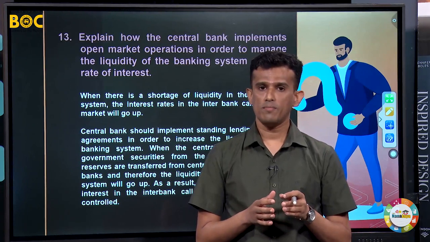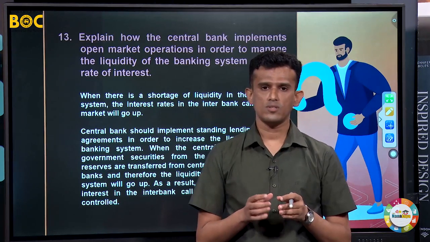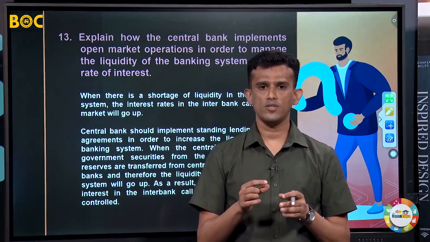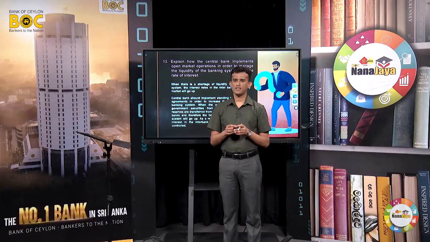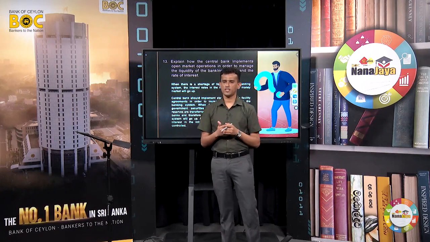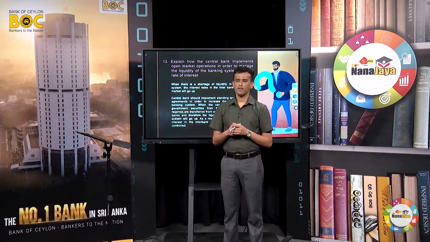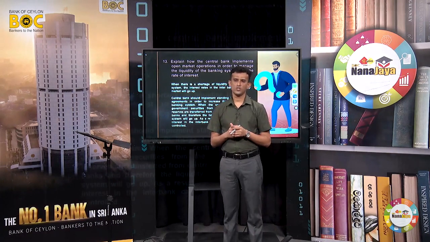Right? Open market operations are also a quantitative tool used by the central bank to operate the money supply. Under open market operations, what does the central bank do? The central bank purchases unmatured government securities from the commercial banks, and the central bank also sells unmatured government securities to the commercial banks under open market operations.